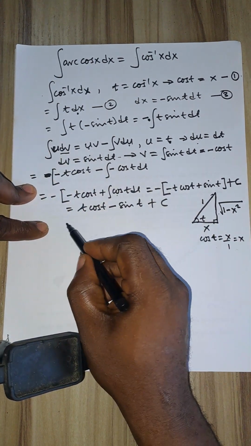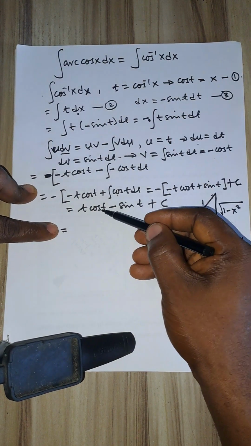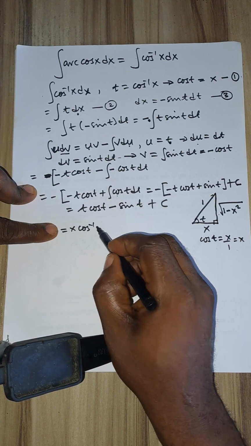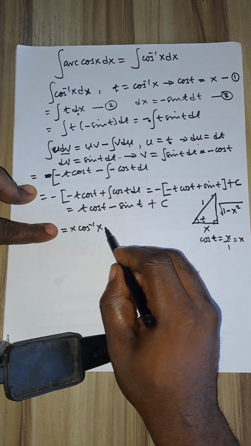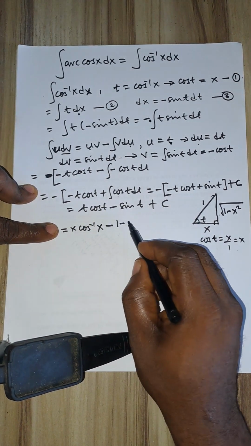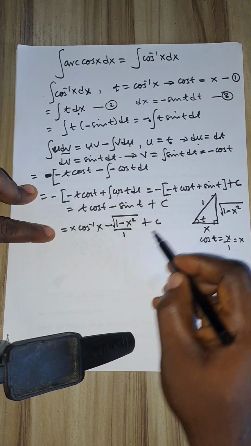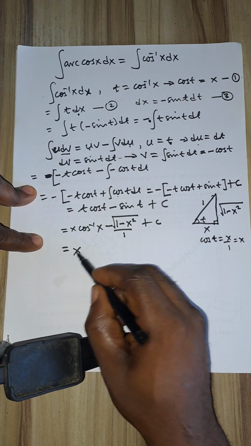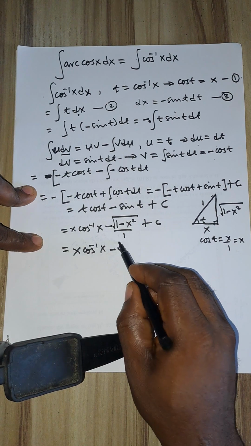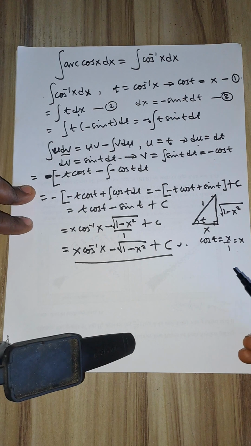Now we substitute. We know that t is cosine inverse of x and cosine t is x. So we have x cos inverse of x. Minus sine t, which is opposite, square root of 1 minus x squared, over hypotenuse 1, plus c. So that gives us x cos inverse of x minus the square root of 1 minus x squared plus c, the constant of integration. Thank you very much.